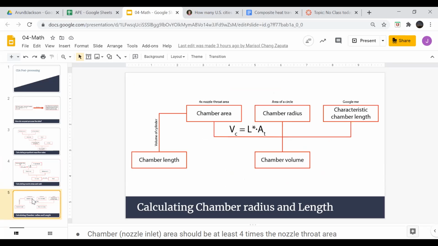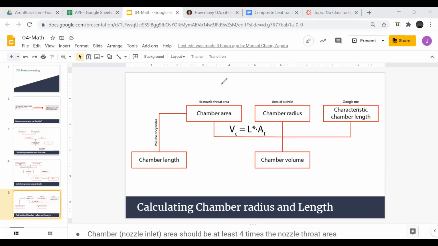So now we'll move on to the combustion chamber, which I think proved to be the most confusing part to people over the summer. So hopefully I will explain this more clearly.